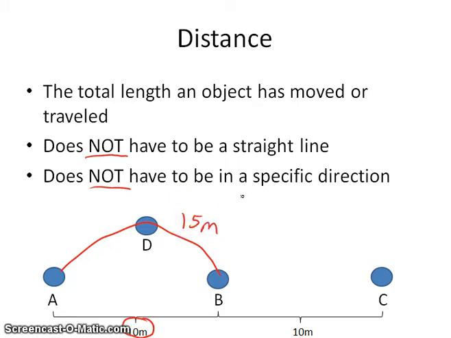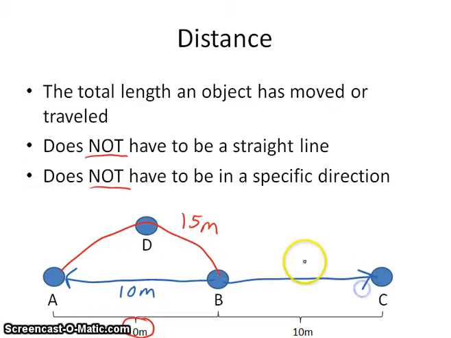Okay? And because it doesn't have to be a specific direction, I could go, for example, from point A back to point B, and it will be a distance of 10 meters. Or I could go from point B to point C, and it will be a distance of 10 meters also. So it can be in any direction that you have movement, that you can have a distance.